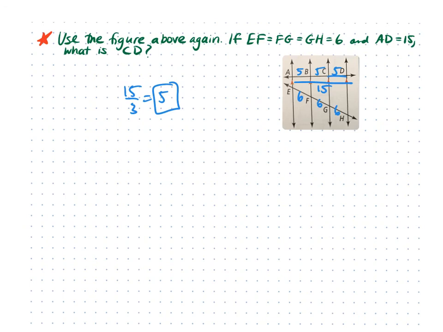Okay, not a lot of work to show here. CD is equal to 5. Right, because if these are all 6, and then this whole thing is 15, right, there's 3 different equal parts. So 15 divided by 3 is 5. So this is 5, this is 5, and this is 5, and CD is just this one here. So this is 5. Hopefully you got that.